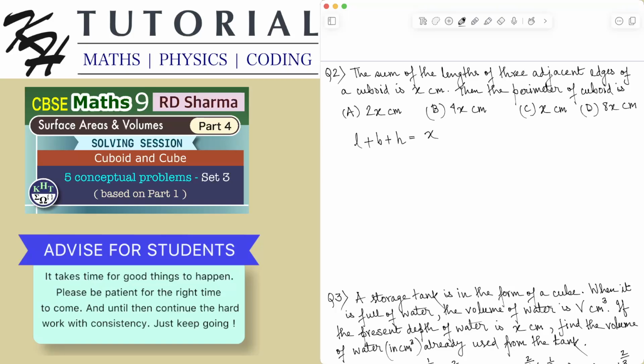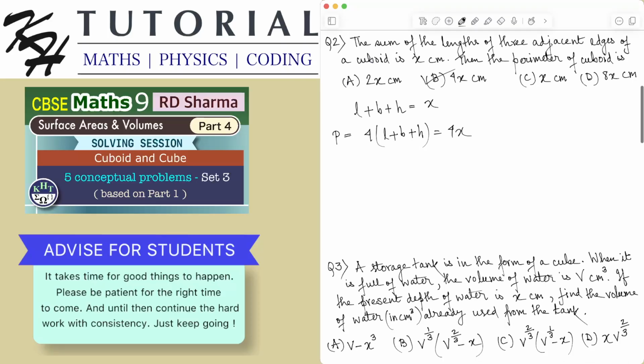Now perimeter, we know for a cuboid the perimeter is 4 into l plus b plus h. So this will be equal to 4x. This was super easy. Just you need to understand that any three adjacent edges of a cuboid are basically the length, breadth and height. So the correct choice is B. B is the correct choice.